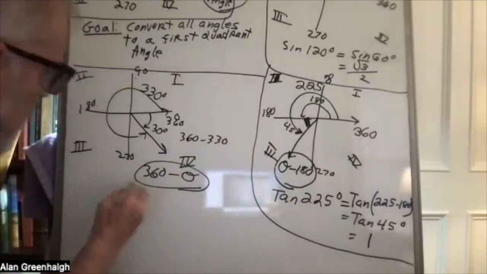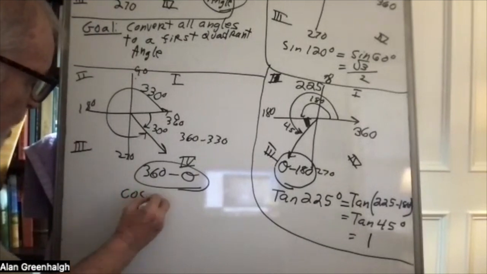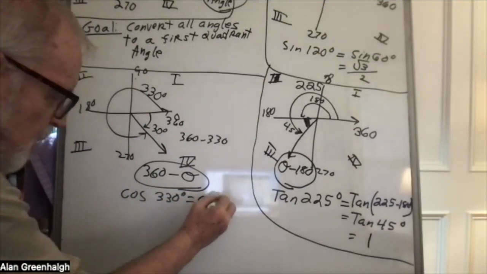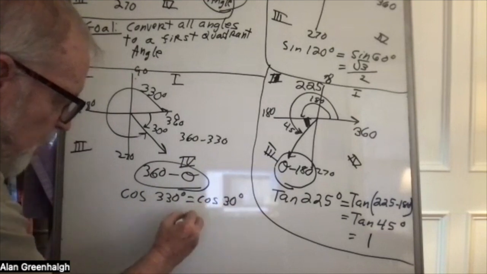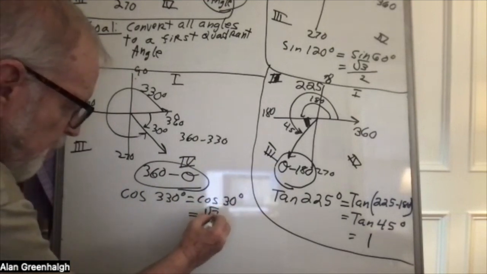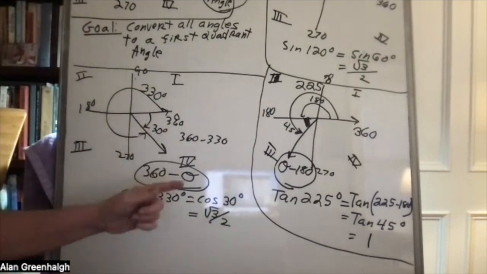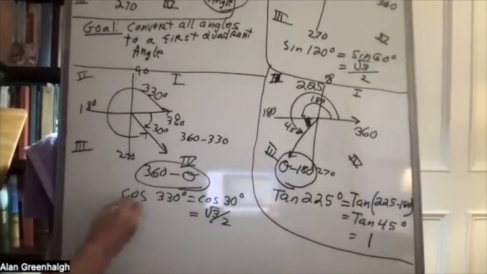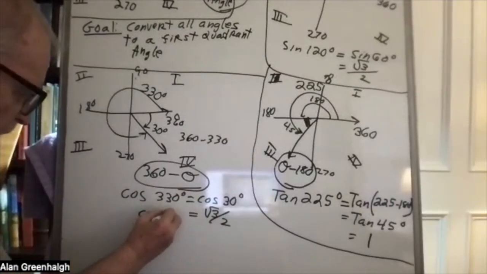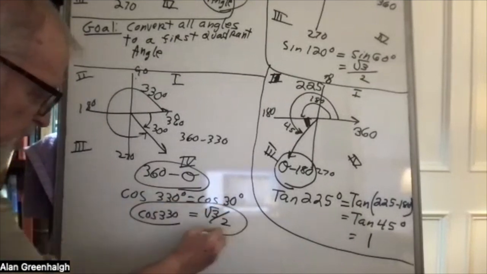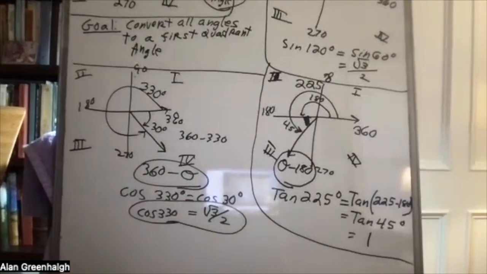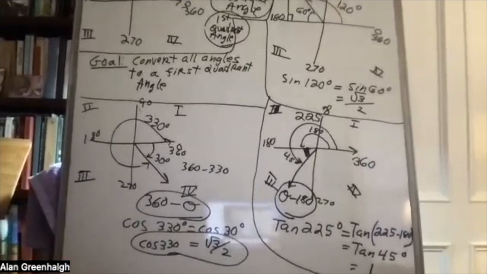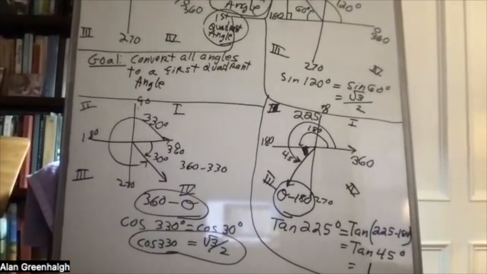For example, the cosine of 330 degrees is the same thing as the cosine of 30 degrees, which is equal to the square root of 3 over 2. From the chart, remember the chart before? Well, the cosine of 30 degrees was the square root of 3 over 2. So we come to the conclusion that the cosine of 330 degrees is the square root of 3 over 2. And those are the four quadrants. That's how we convert angles into a first quadrant angle, a reference angle.